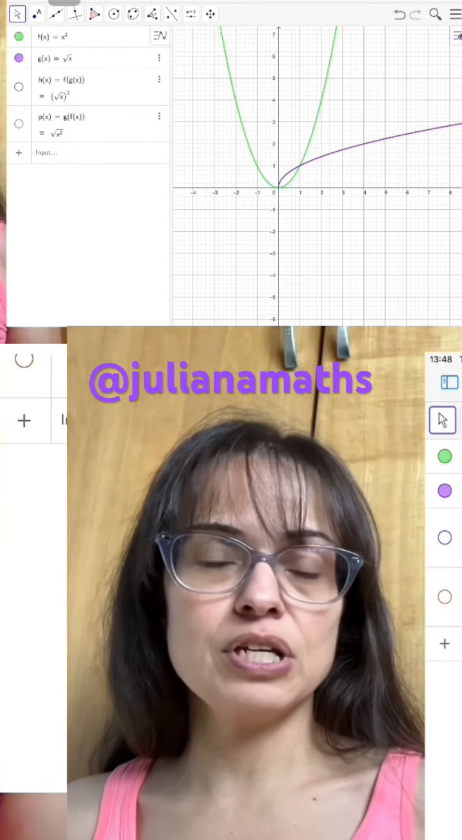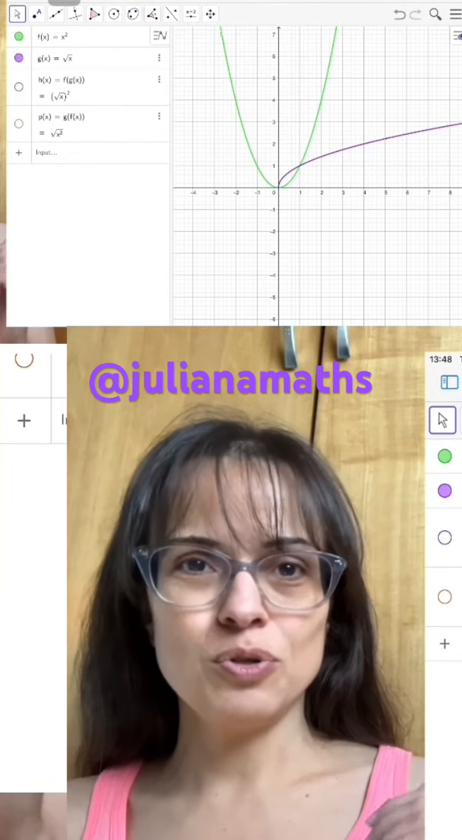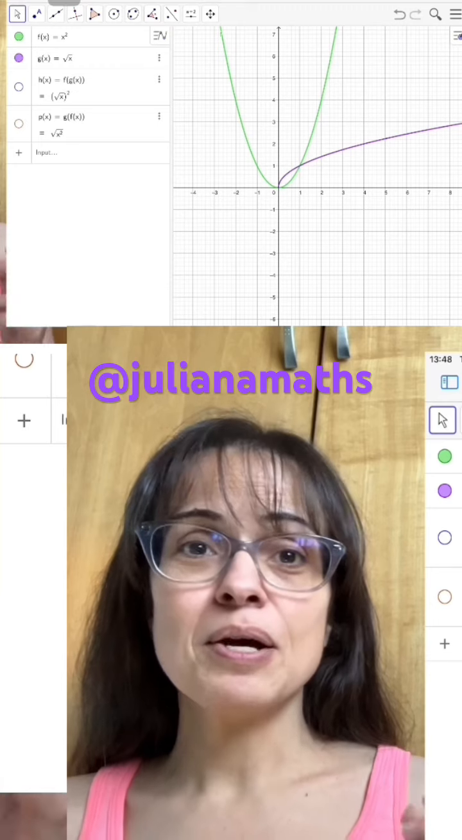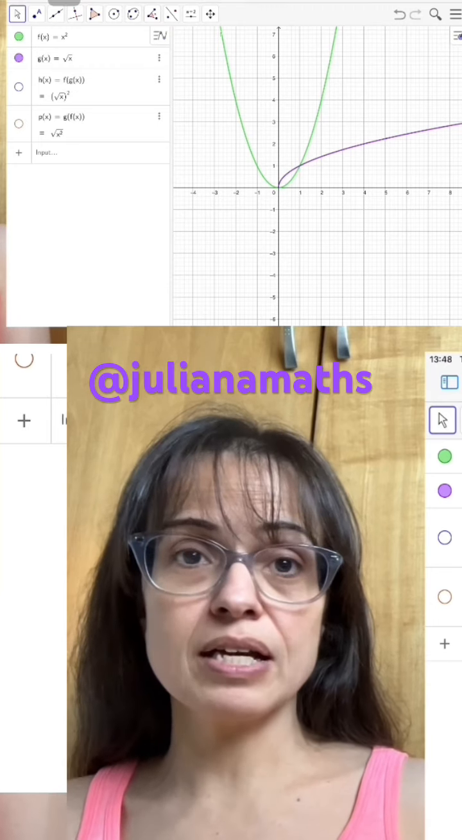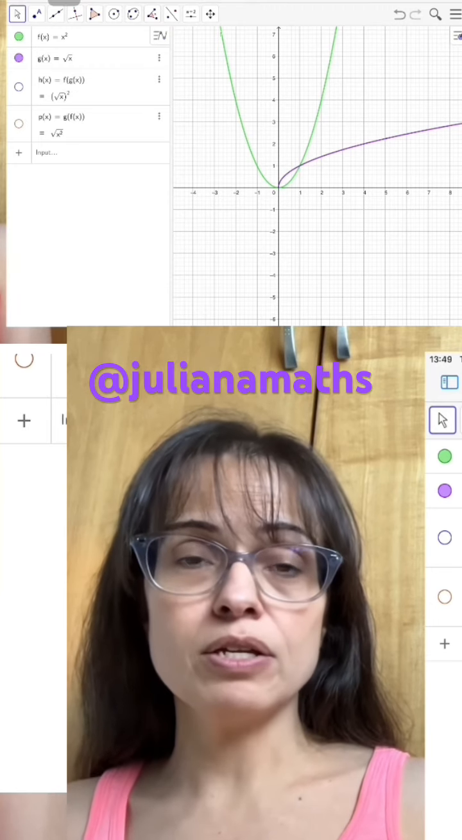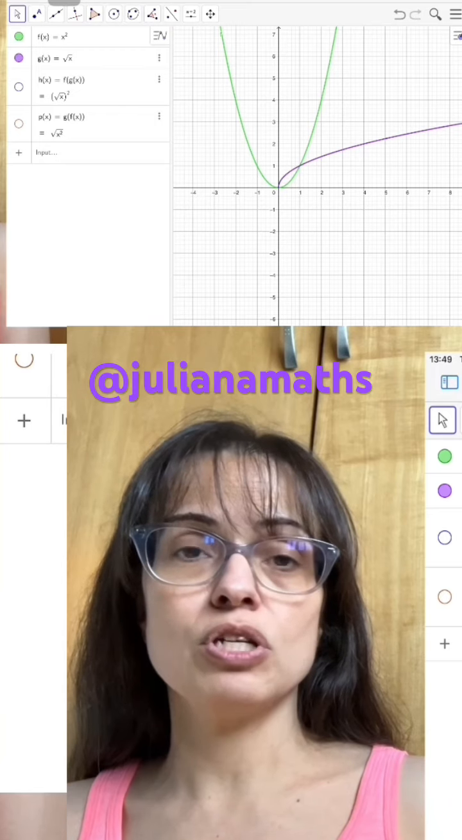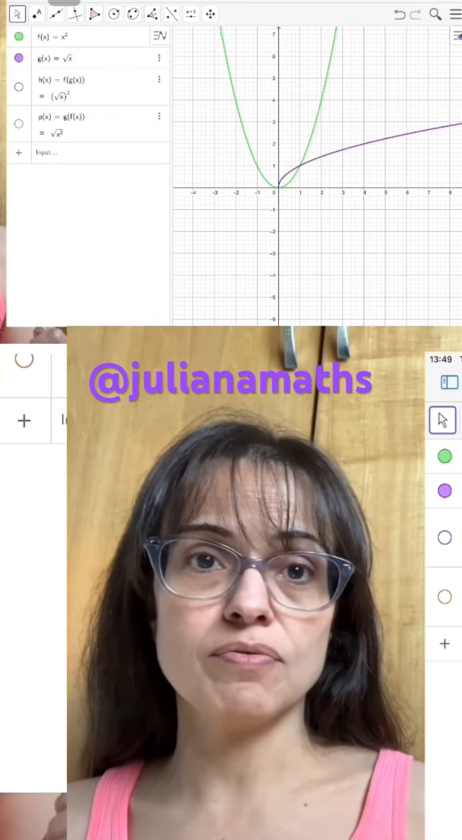The purple function is just the square root of x. You know that they're going to cancel out, but if the square root is inside, then the domain of that resulting composition is only going to be the positive numbers.